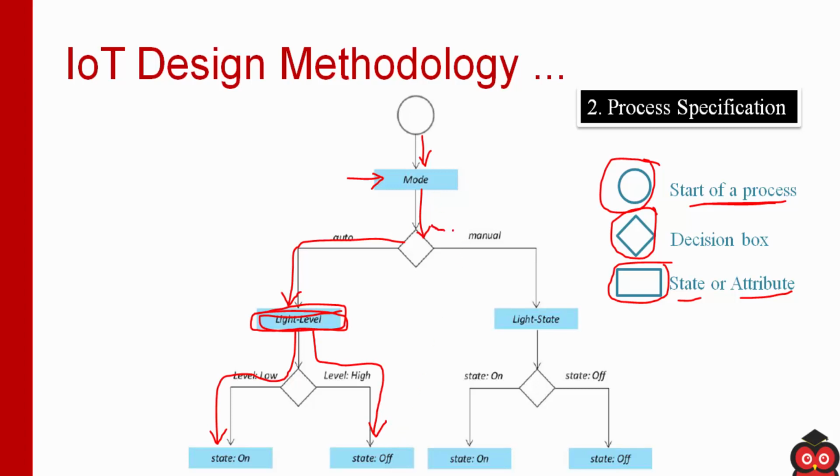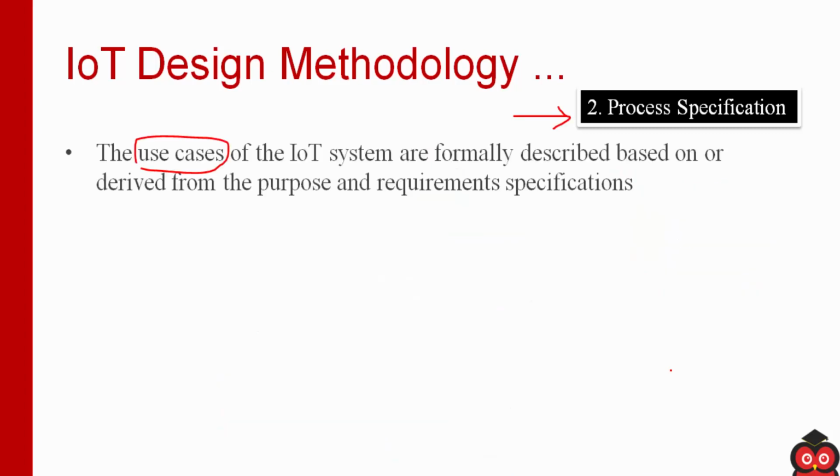And if the client chooses manual mode, that is the client wants to switch the lights on and off, here we have the state of the light, that is, is it on or off. If the client chooses the on option, the lights will switch on. Similarly, if the client chooses off, the lights will switch off. Okay, it's very simple for this example. So that is the process specification. What we are doing at this step is developing use cases, how the system can be used.